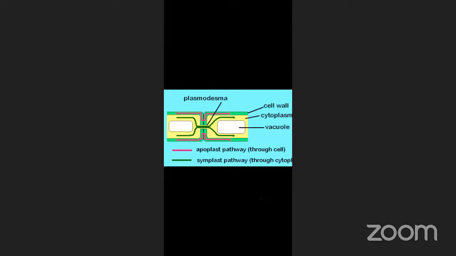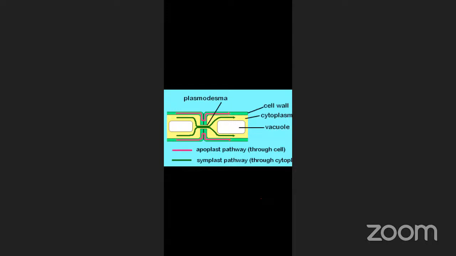After absorption, the water can move deeper into the root layers by two distinct pathways. One is the apoplast pathway, the second is the symplast pathway. You can see it in the red line in this diagram. Are you following?